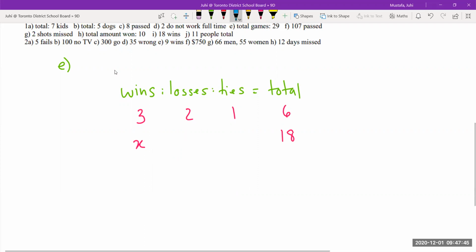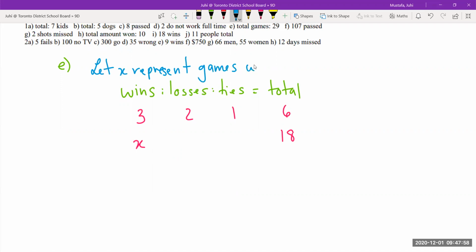As soon as I write an X, I need a let statement. So I'm going to say let X represent games won, or games they win, or however you want to write it, as long as your let statement and therefore statement are related to the question that the question's asking. Okay, now how do I make a proportion?